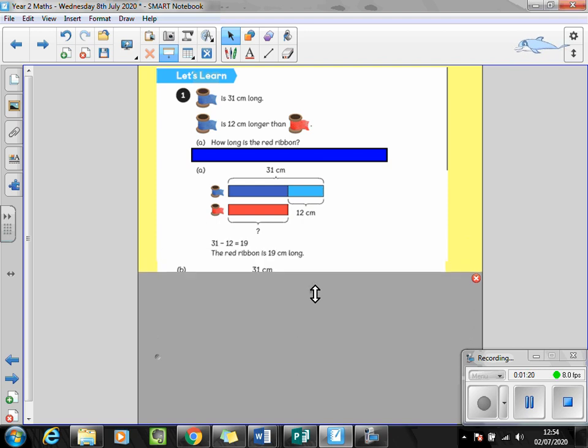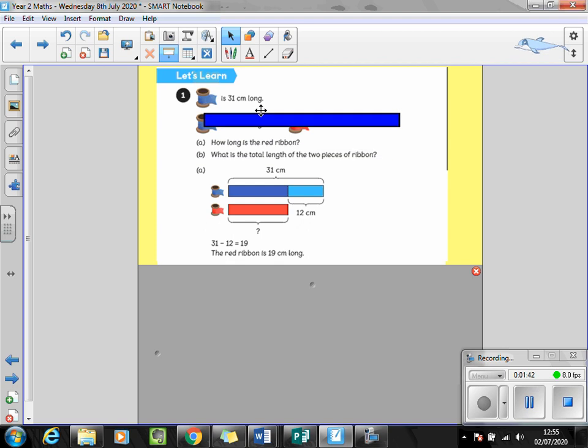Now, because we know that the blue ribbon is 31 centimetres altogether, and it's 12 centimetres longer than the red, we simply have to subtract. So we can say that 31, take away the 12 centimetres, leaves us with 19 centimetres. So the red ribbon is 19 centimetres long.